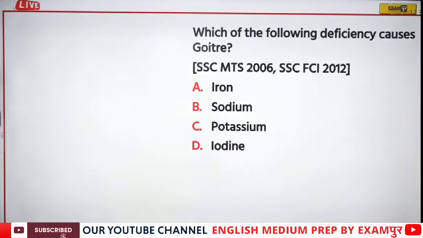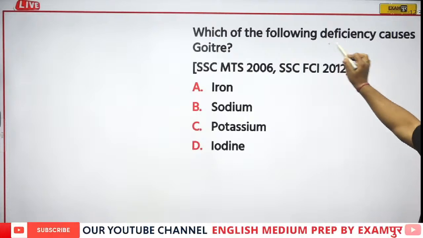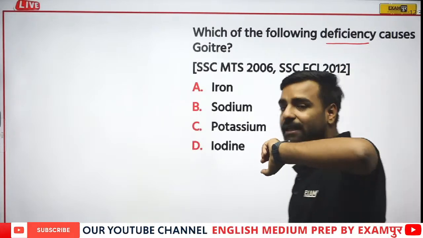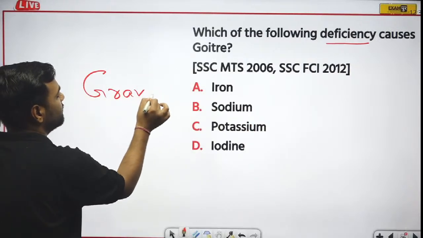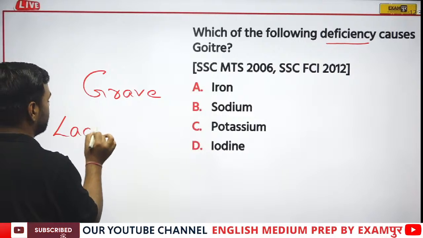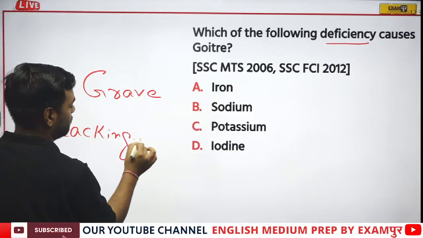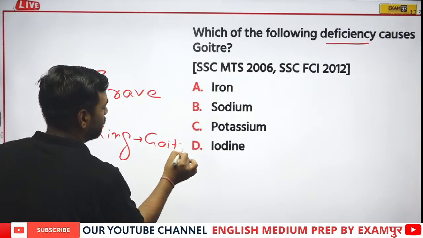Yes, moving forward with the next question. Which of the following deficiencies causes goiter? Now its excess was causing what? Excess was causing Graves' disease. Now its lacking is causing what? Lacking is causing goiter. What is going to be the correct answer?